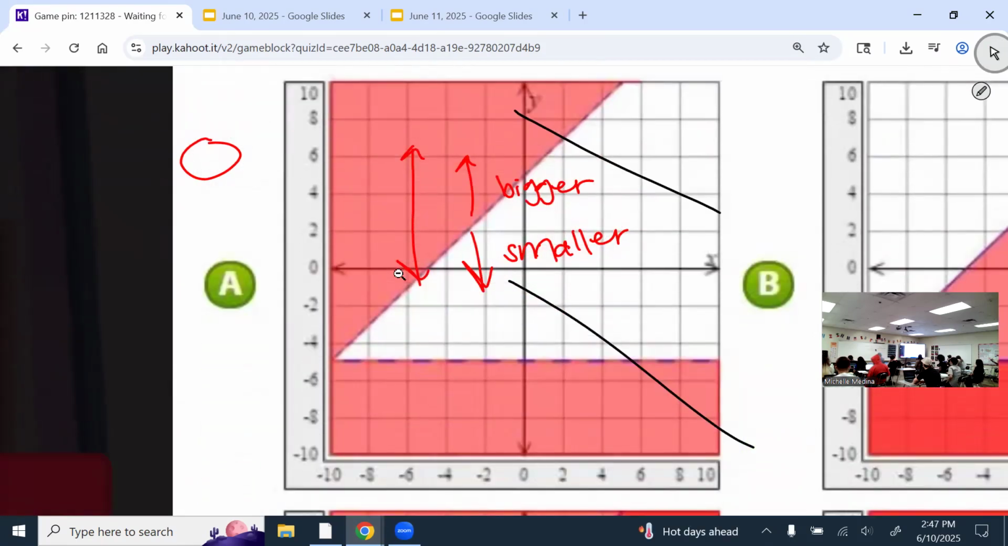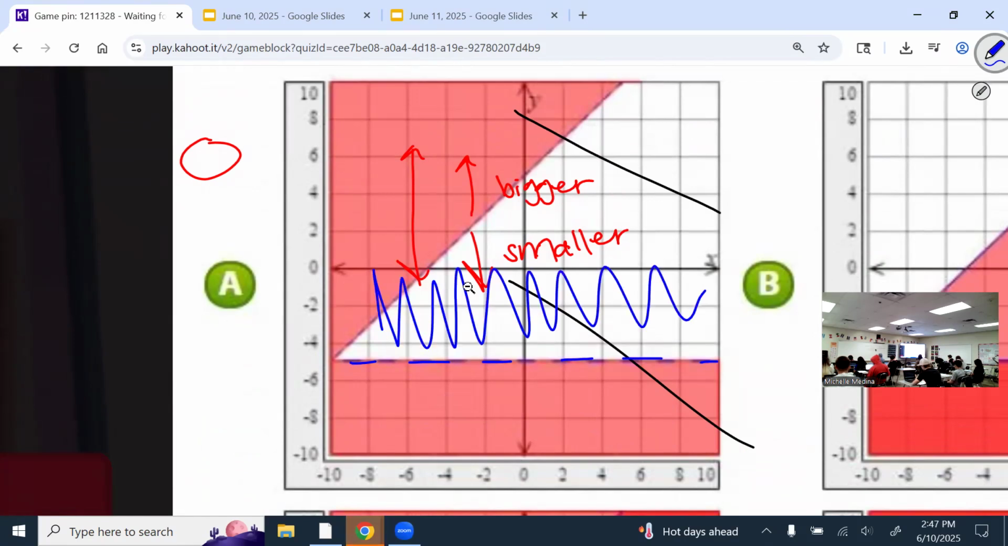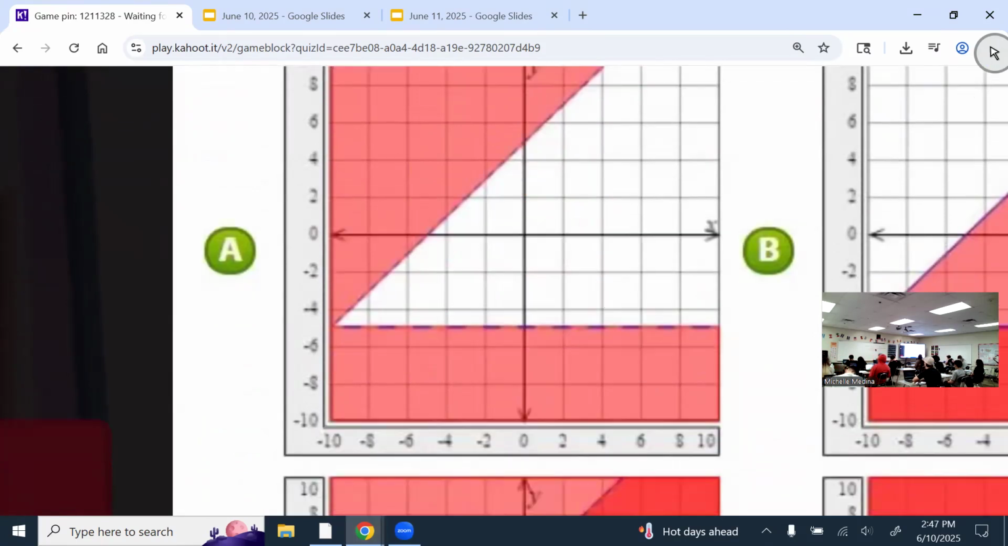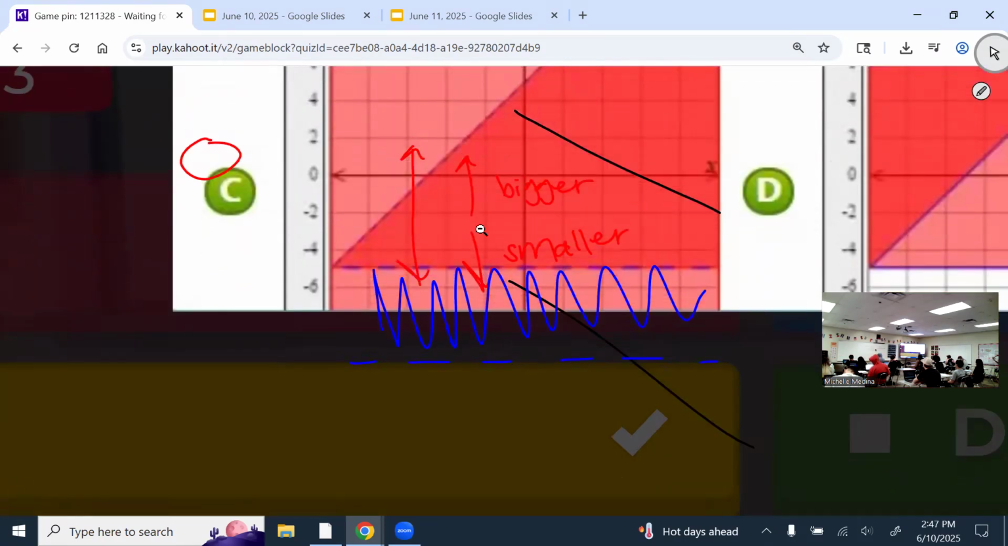be above this line. So this is the line that has no slope, right? That's why I didn't have an X there. I would actually want to shade above the line, not below it, because this would be where the y's are greater than -5. So that rules out A then. That means it has to be Z.